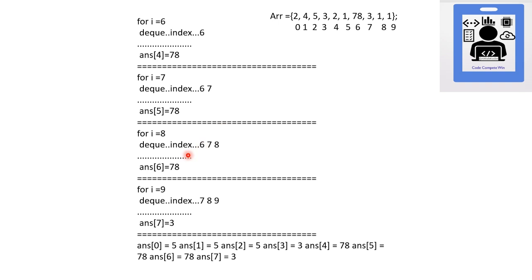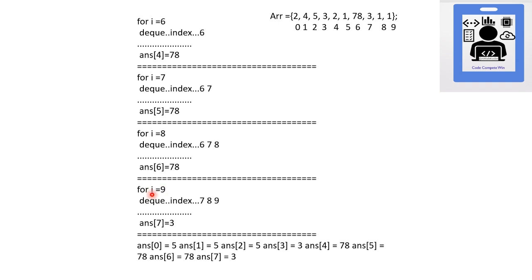At index 8, again we see that 1 is less than 3, so we do nothing and simply insert 8 inside our deque, and our deque contains 6, 7, 8. Again we store our answer 6 equal to array of deque dot front, which is 78. And for i equals 9, again we check if the value is less than or equal, so we do nothing and simply push back 9 inside our deque.